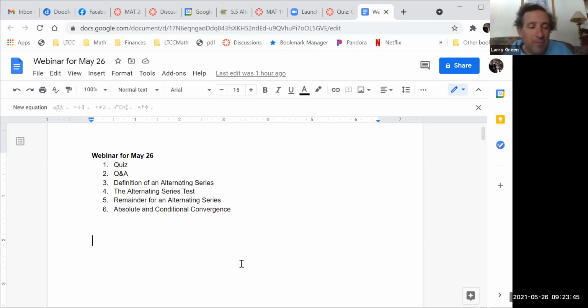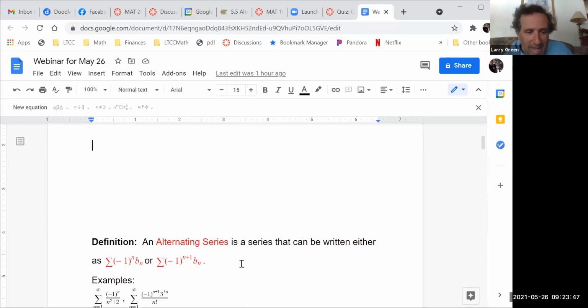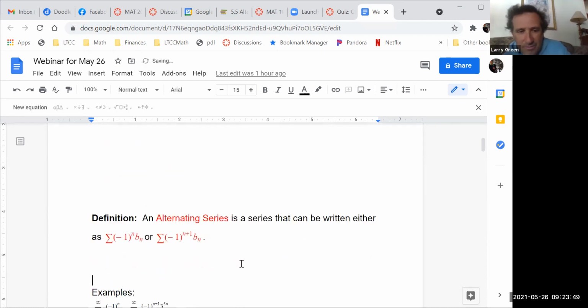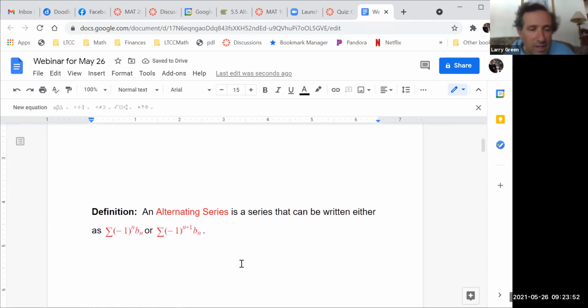So now we're ready for the big definition. I just did that so that we can get our definition. Okay, so an alternating series. And again, this comes up over and over and over again in physics and mathematics, so it's a biggie. An alternating series is a series that can be written either as a summation of (-1)^n times some b_n, or the summation of (-1)^(n+1) times some b_n, where b_n is positive.